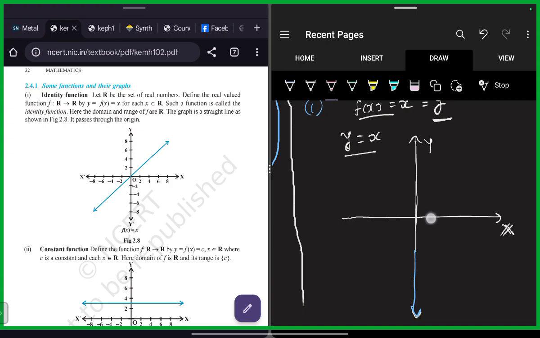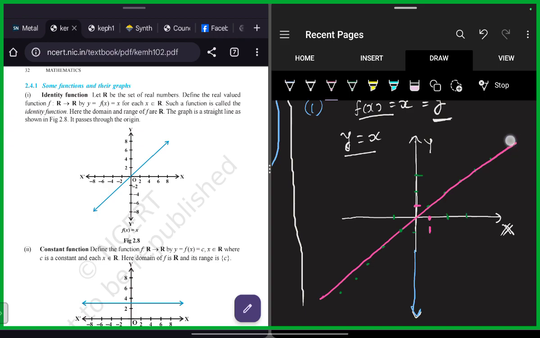So at x is equal to 1, y is 1, right? So the first point is here. At x is equal to 2, y is 2. The second point is here. At x is equal to 3, y is equal to 3, right? And so on. If x is equal to minus 1, y is equal to minus 1. So this is the graph of y is equal to x, or you can say f of x is equal to x.